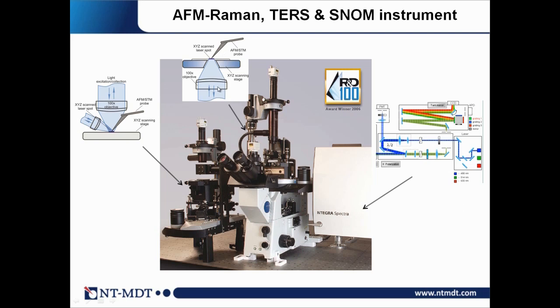The inverted configuration, when the objective is focusing to the AFM probe from the bottom. This configuration is installed onto a professional inverted optical microscope, and the upright configuration with objectives from the top and from the side. Both of these configurations can be coupled to one and the same Raman instrument, and it's easy to switch in between these two configurations in AFM-Raman and TERS measurements.